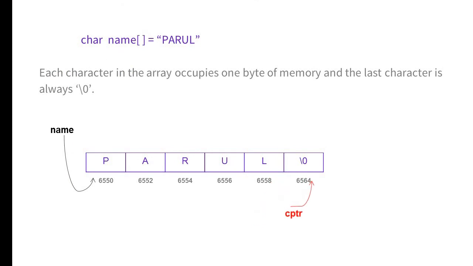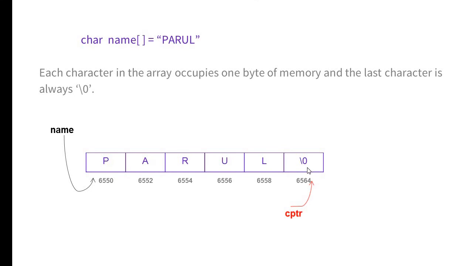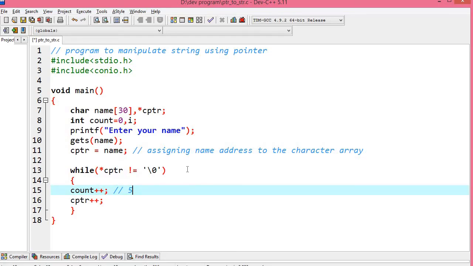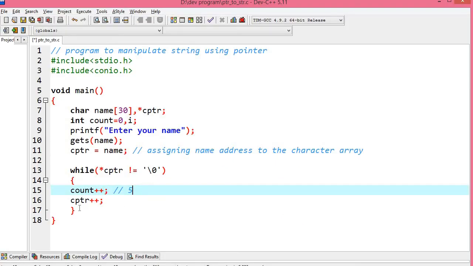So now if we check this condition right over here, what will happen is, is the value specified by this pointer not equal to the null character? No, it is the null character, that means your condition is false. So you can see when this while loop is terminated, this cptr points to the last character, that is the null character.